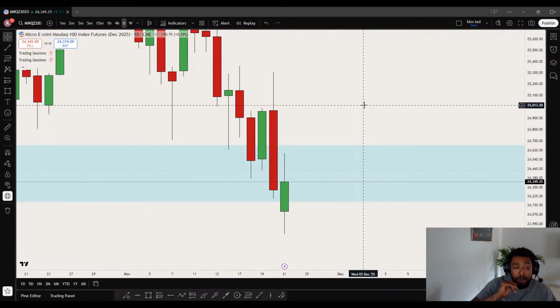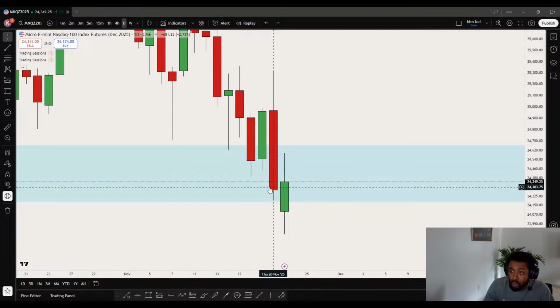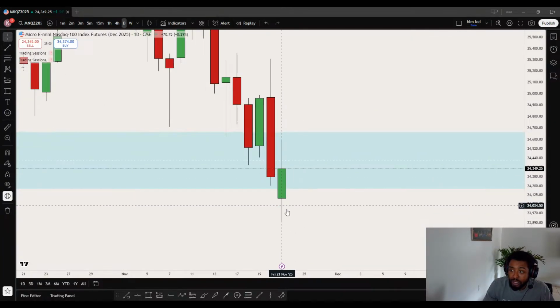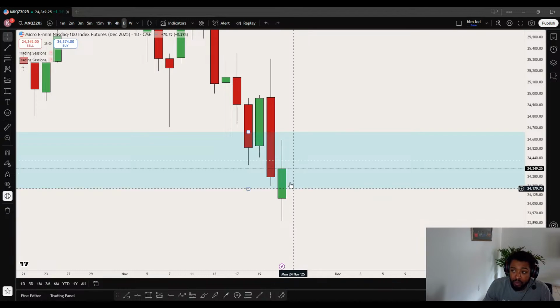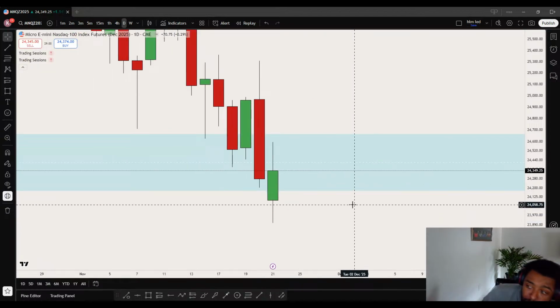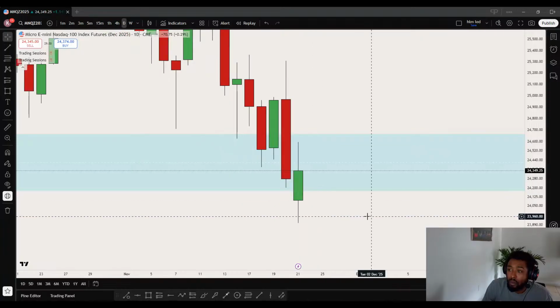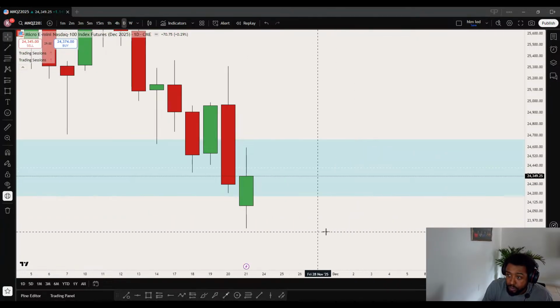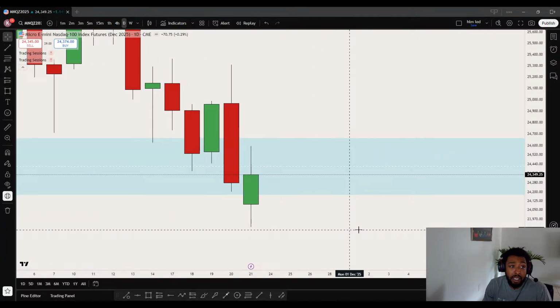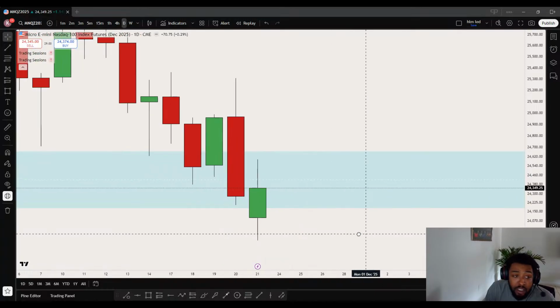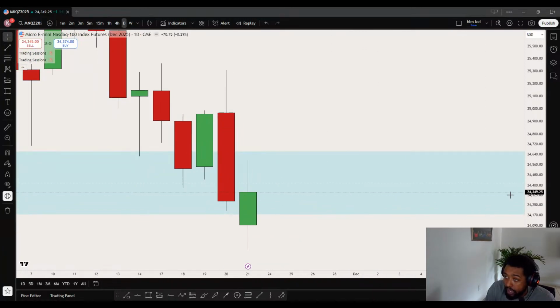Now remember, the difference between a high probability order block and a low probability order block is whether it has a fair value gap. A high probability order block is going to be coupled with a fair value gap. So it's going to close below this low, and then it's going to leave a fair value gap. This one doesn't have a fair value gap, right? But let's see if it respects it. Remember, the most sensitive part of the order block is from the low wick, but it is an order block because why?